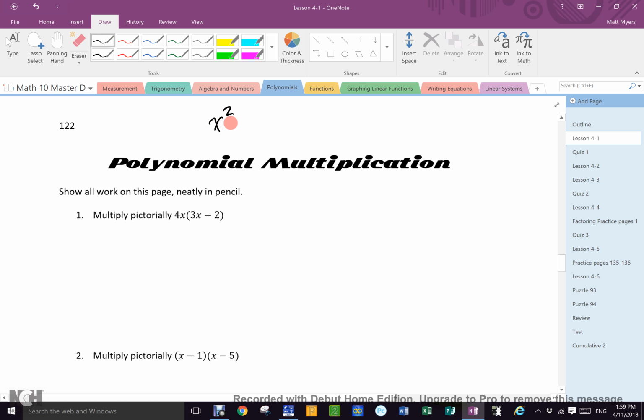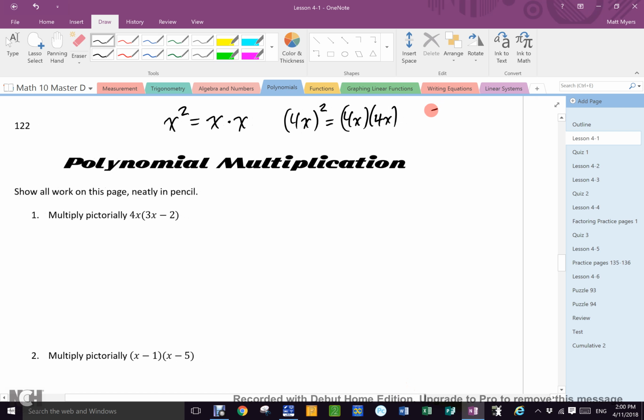I will call your attention to one thing before we go on. What does that mean? X times x, right? What does that mean? 4x times 4x. What does this mean? 3xyz squared. 3xyz times 3xyz. Right? Everything in the brackets is squared.